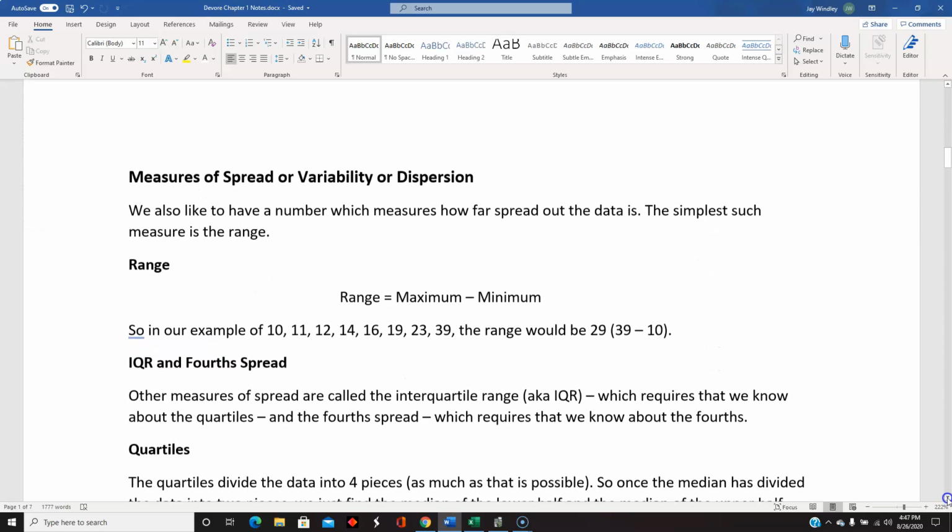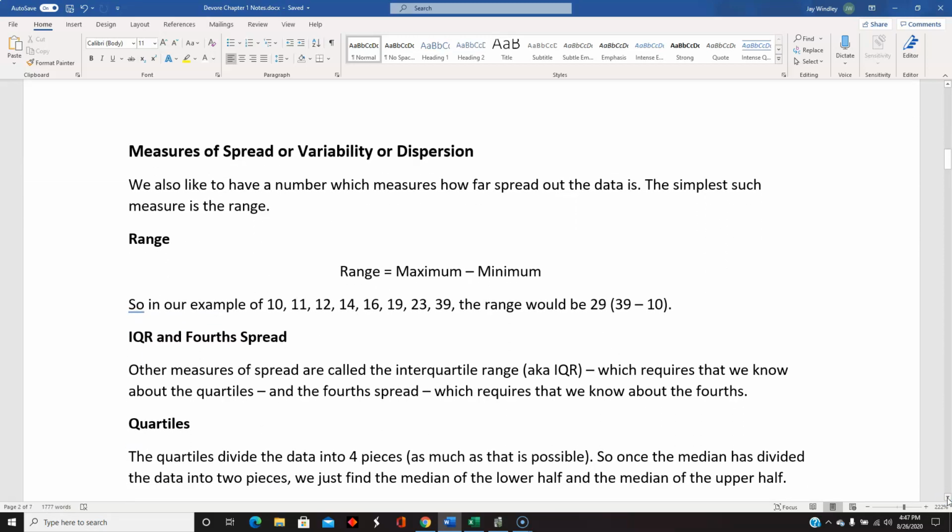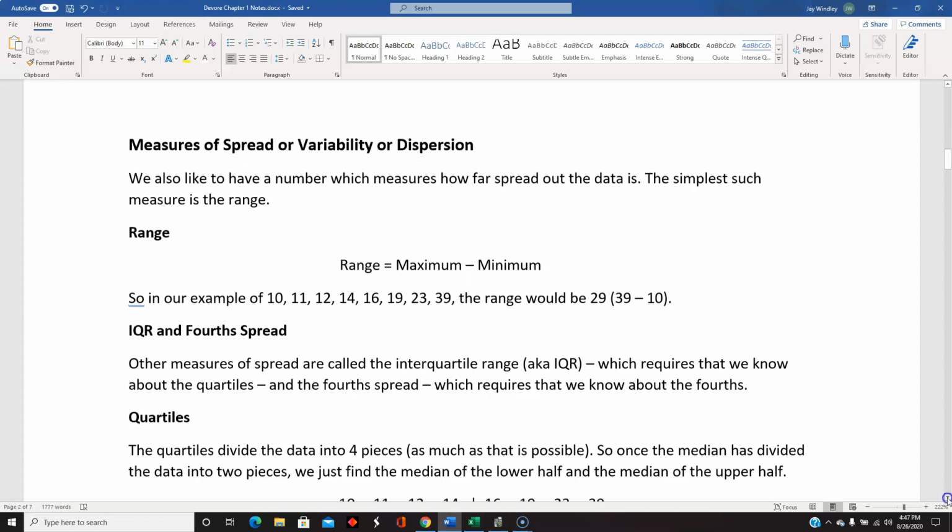Okay, so measures of spread or variability. We often like to have a number that summarizes how far spread out the data is. The simplest one that a lot of students learn in elementary school is called the range, which is simply the maximum minus the minimum. So in our simple example here, the range would be 29. But there's 2 other measures of spread that get used in upper division classes much more than the range, and that's the IQR especially, and also the fourth spread.